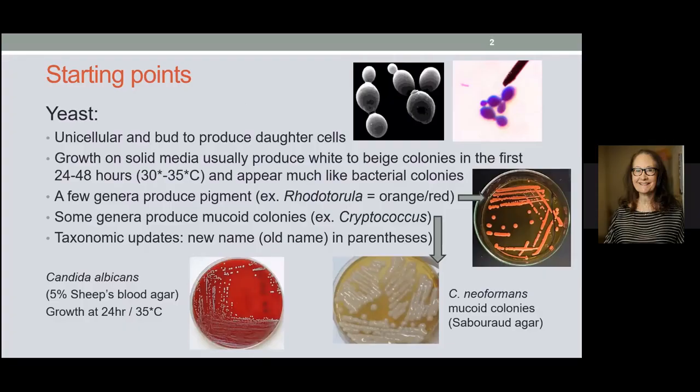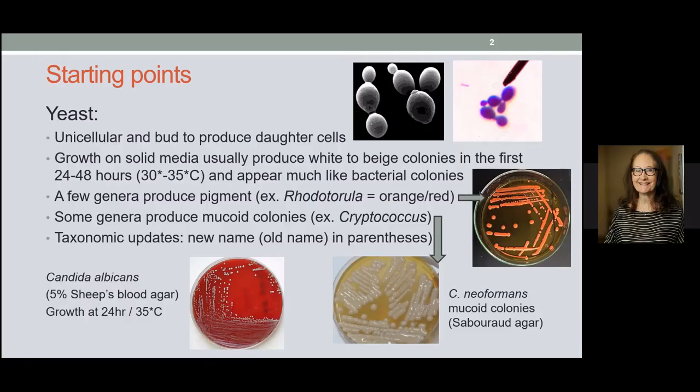So the starting points for mycology. First off, there's two types of organisms that we deal with in mycology. We have yeast and molds, of course. So let's start with yeast. They're unicellular and they bud to produce daughter cells like shown in the picture. There's growth on solid media. They usually grow very easily, and they produce white to beige colonies in the first 24 to 48 hours.